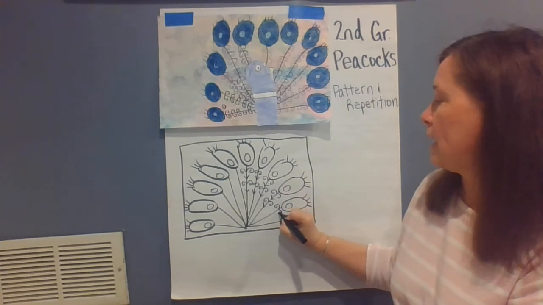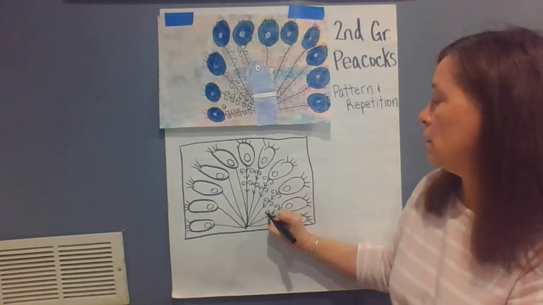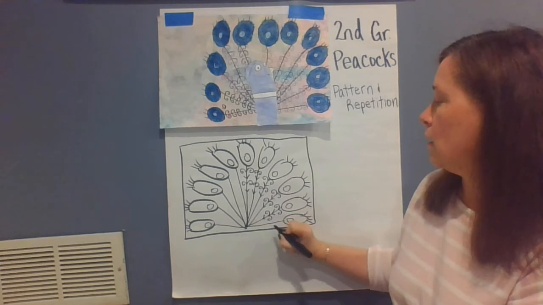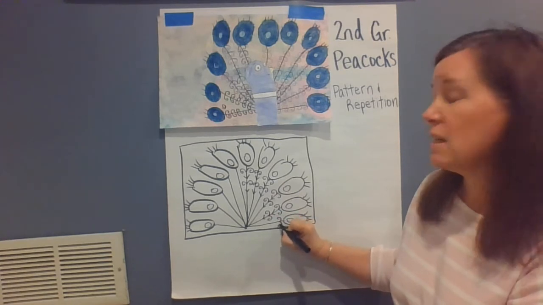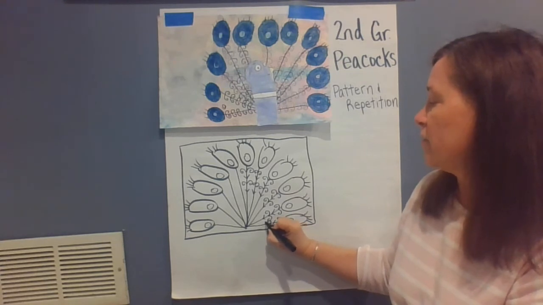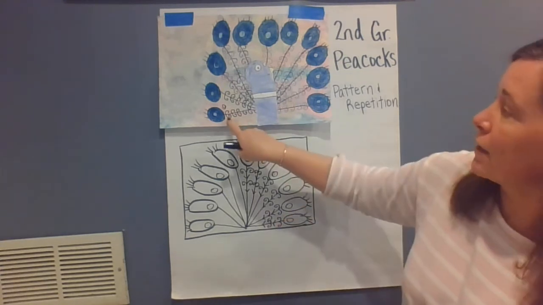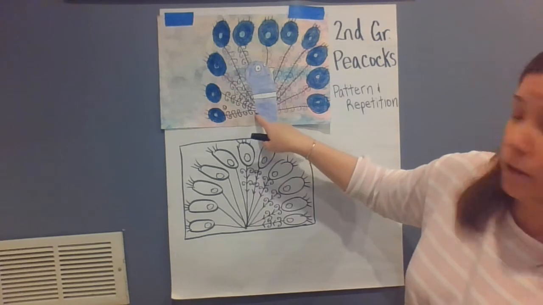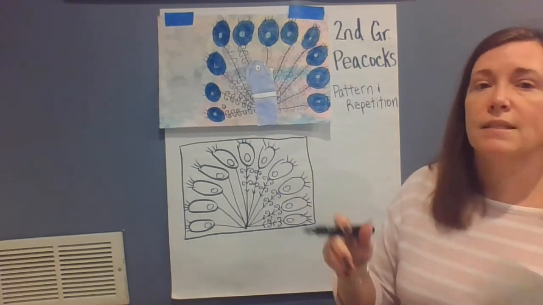And I'm going to repeat that on every one of those feathers. And that's going to be my pattern. Yours might be something different. It might be V, V, V, V, or curly, curly, curly. These ones are curly, curly, curly, curly, curly, curly, curly, curly.